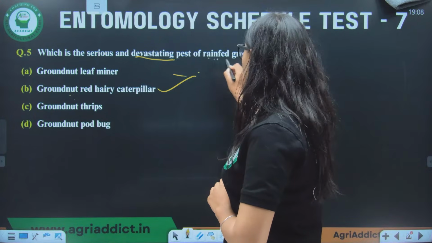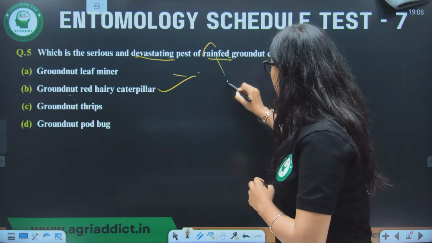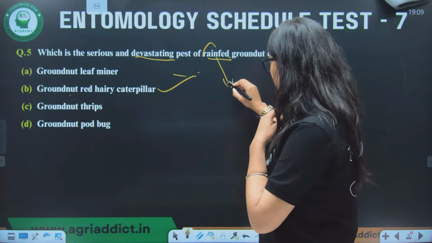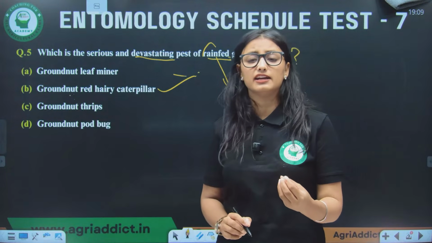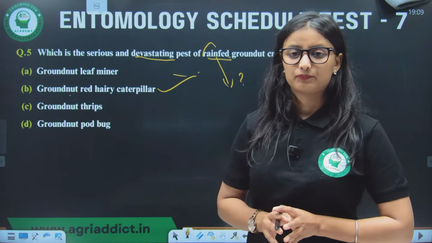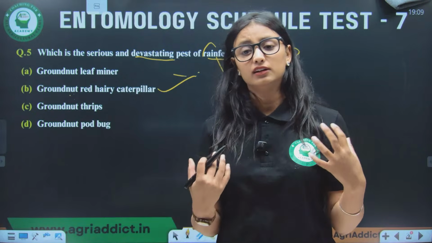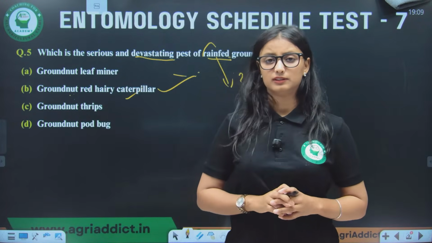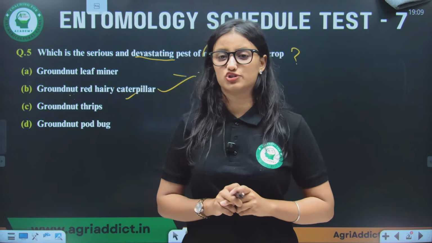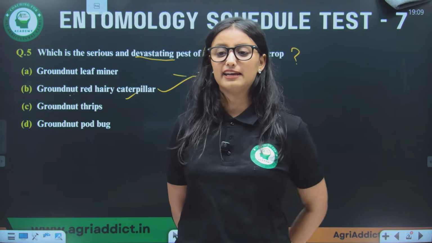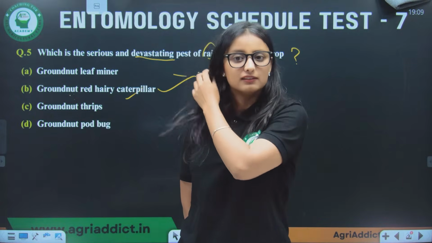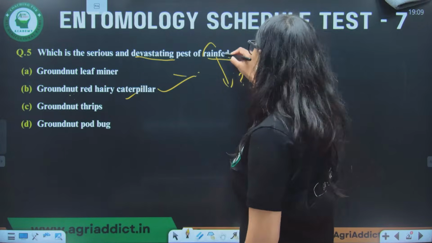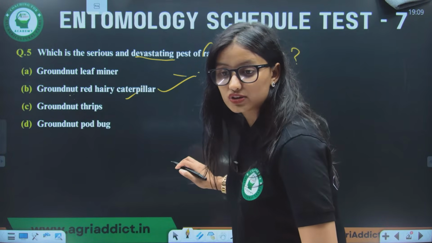And why is it devastating specifically in rain-fed condition? What is the reason? Why does it abruptly increase in rain-fed conditions? Anyone in the comment section? What happened in rain-fed condition? You should know this. In rain-fed condition, it damages by grazing of leaves.